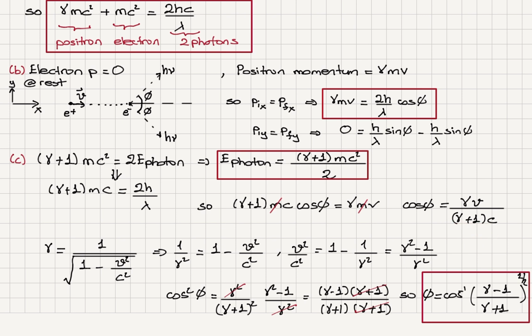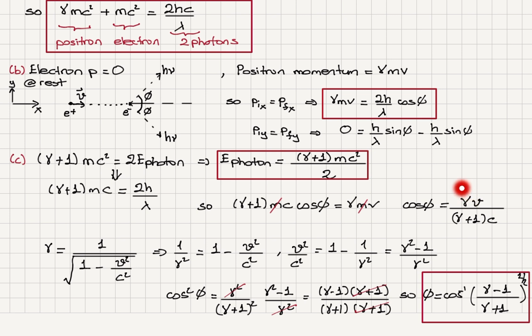But we were told to express this answer only in terms of gamma, so we need to know what is v over c in terms of gamma. Gamma is 1 over square root of 1 minus v squared over c squared. 1 over gamma squared is 1 minus v squared over c squared, so this goes to the top. And v squared over c squared is 1 minus 1 over gamma squared, gamma squared minus 1 over gamma squared. So that's what I substitute for v squared over c squared here.